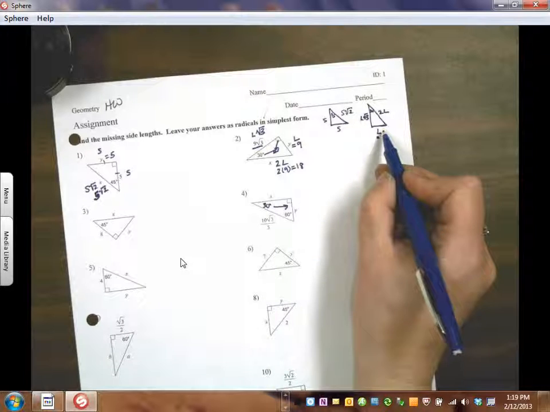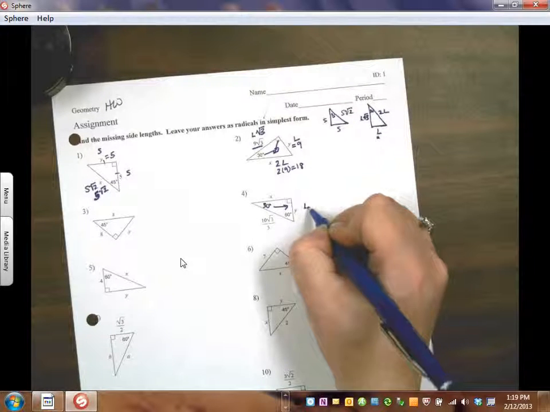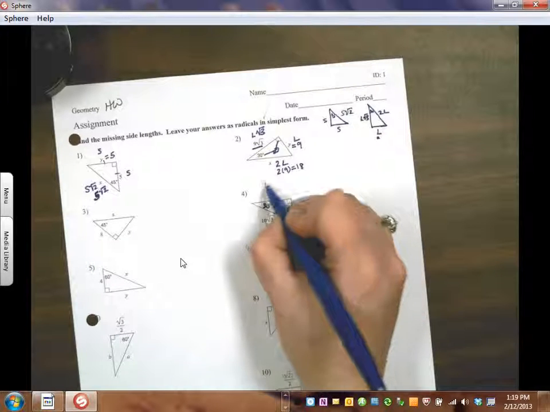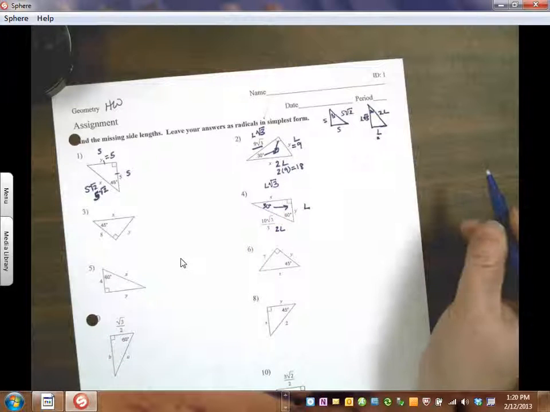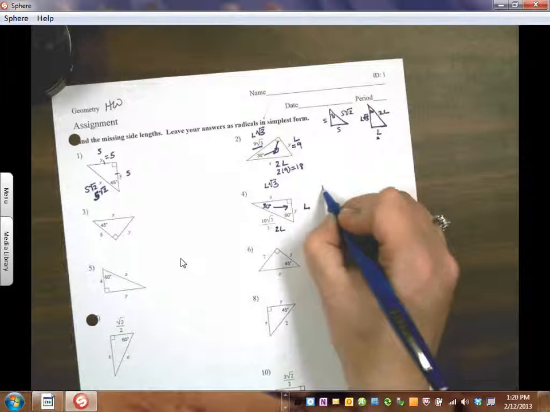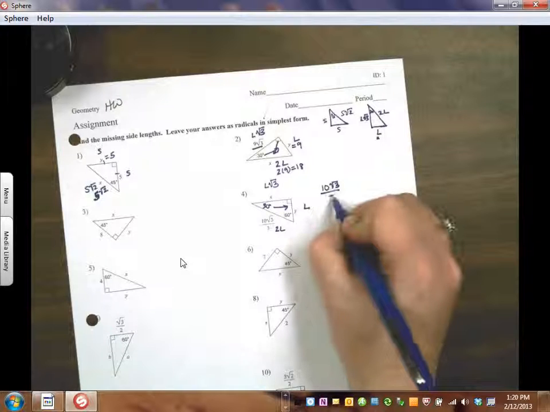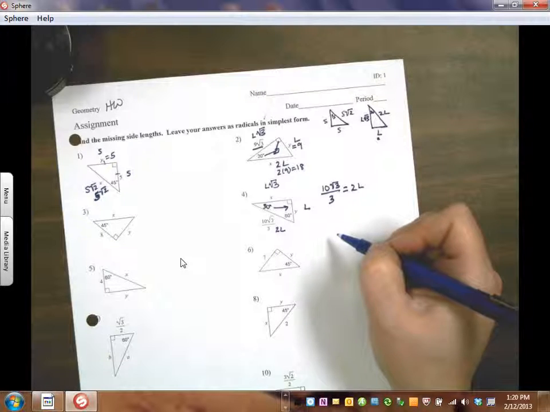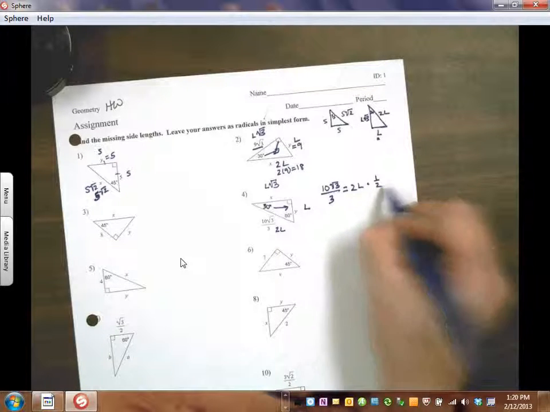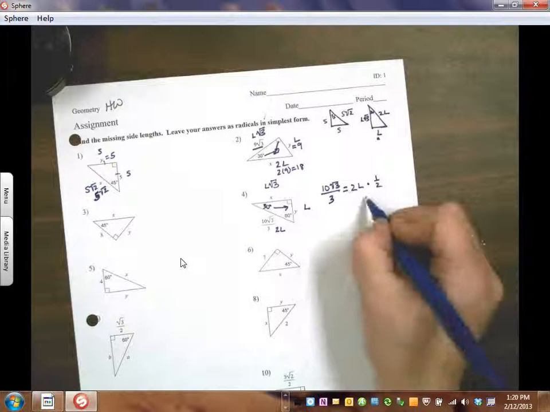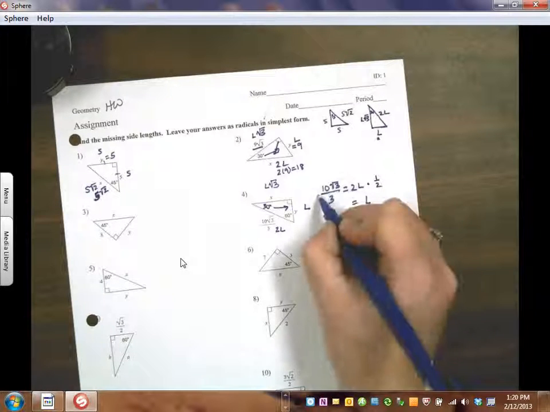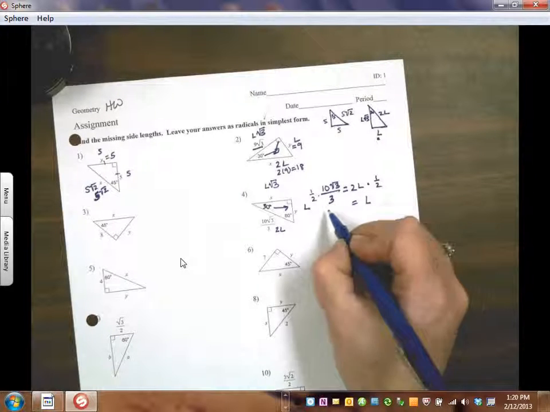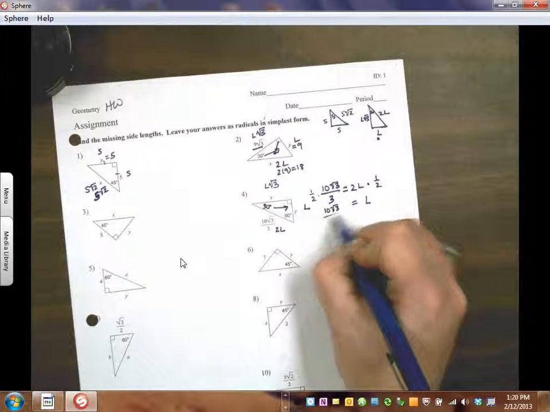Go up, look at your template. Remember, across from the 30-degree angle is my L. My hypotenuse is 2L, and my longer leg is L times the root of 3. So I know these two things equal each other. 10 times the root of 3 over 3 equals 2L. Now I could divide this by 2, but isn't division the same thing as multiplying by 1/2? Yes, it is. So on this side I'm going to be left with L, and I'm going to multiply 1/2 on this side. Remember, when we multiply across, I know that this is equal to 10 root 3 over 6.